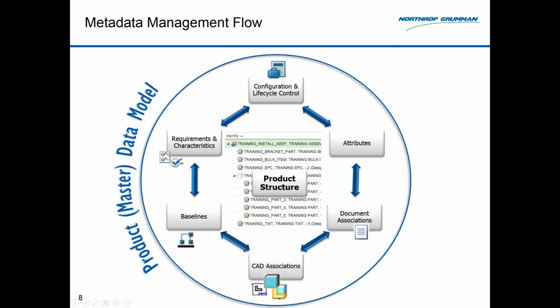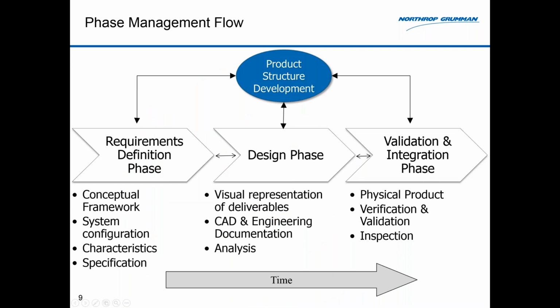So product structure is the hub in all engineering phases, and it is the common thread for all development between requirements, design, and integration. Product structure is preserved by maintaining each aspect of the product data model throughout its entire life cycle. The metadata feeding into the product data model can be broken down into manageable tasks, which can include configuration control and lifecycle control, attributes, document and CAD associations, baselines, and requirements and characteristics. Now, depending on your business model, you may want to disseminate that workload across multiple groups or departments, or assign tasks to sub-areas within the data model, such as attribute mapping.